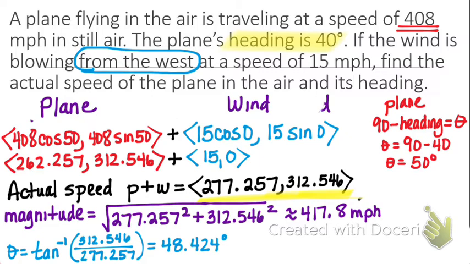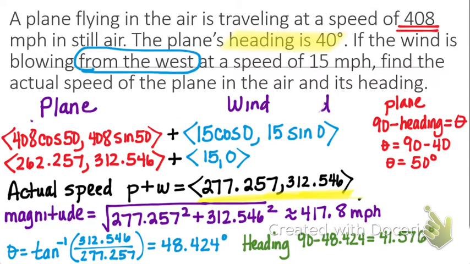If you look on the board, I gave you the formula for heading. Heading is 90 minus the direction. So, to get full credit when you take your test, if it's asking you for the heading, you have to subtract 90 minus the direction. Because the heading is with the north and the direction is with the horizontal. So it's 90 minus 48.424, which is 41.576 degrees.